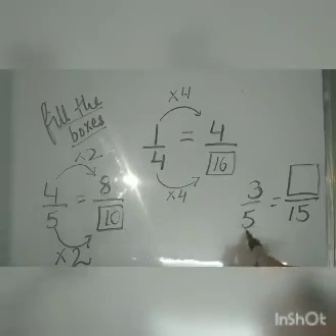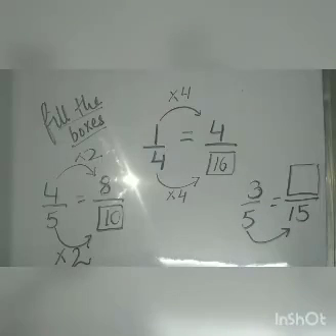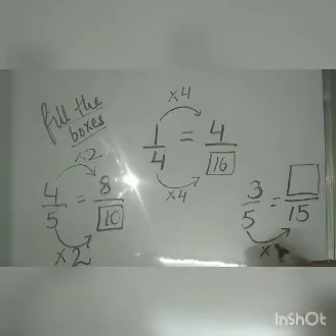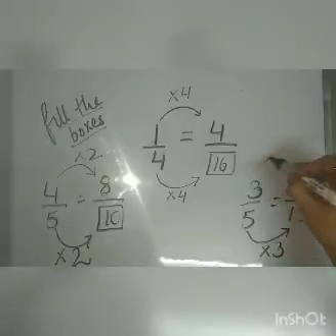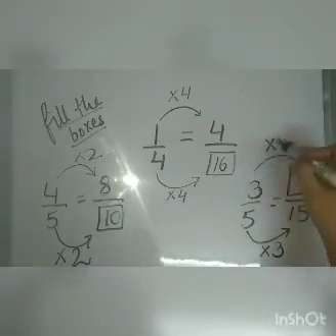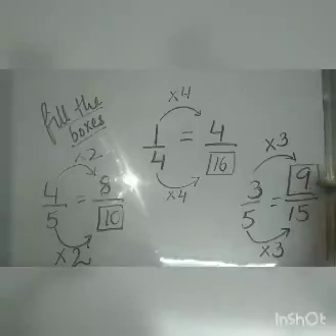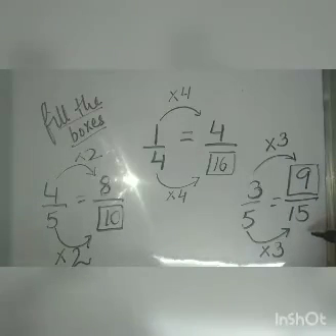Similarly, 5 is multiplied by which number to get the denominator 15? 5 threes are 15. So at the numerator, 3 is multiplied by 3. We will get 9. So 9 upon 15 is the equivalent fraction of 3 upon 5.